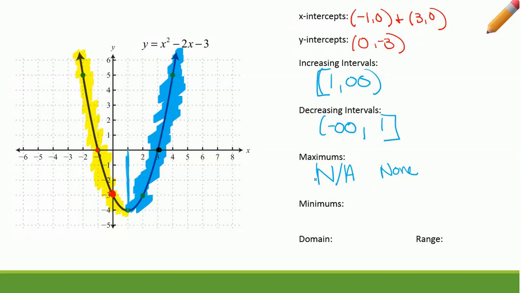So, not applicable or none or something like that, right? Something that says, nope, sorry, Marsh, we don't got that. What about minimum? Well, it looks like I have a valley here. And the y on my minimum is at negative 4. So my minimum is y equals negative 4.